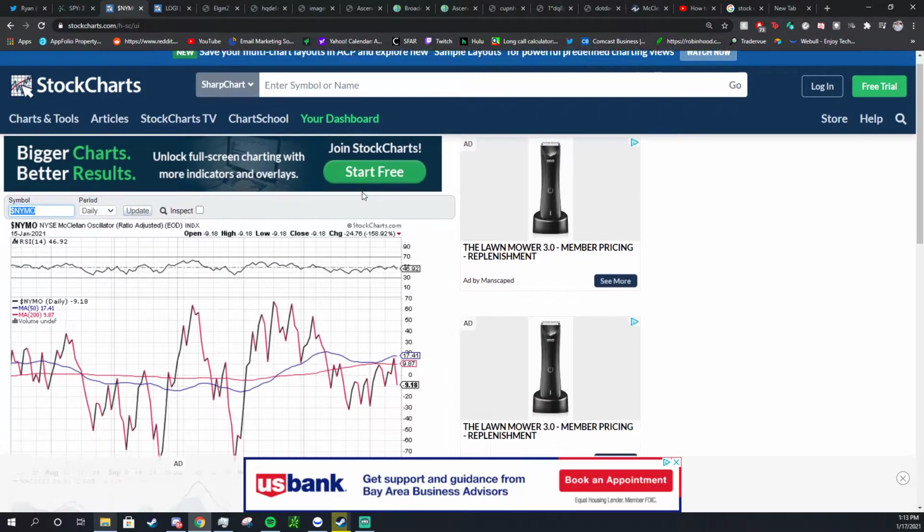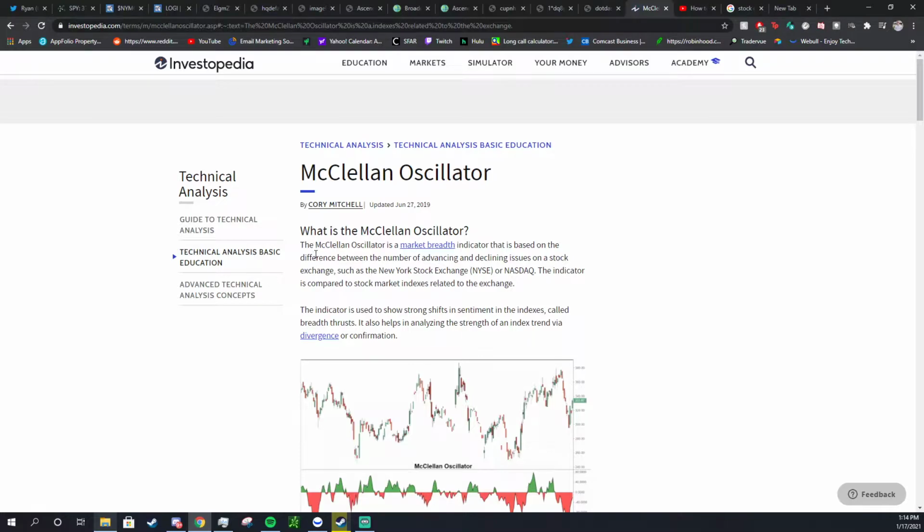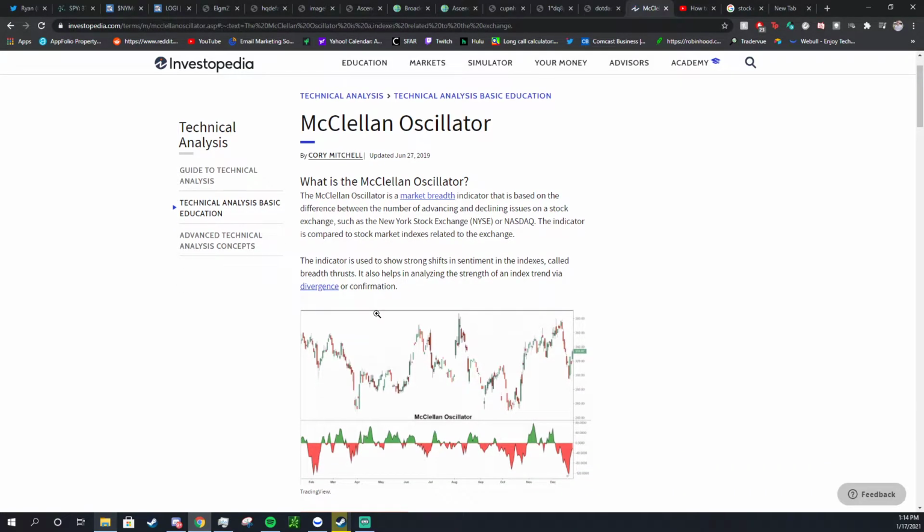And then I do want to show you the actual definition, because I'm giving you the smooth brain version of it. The McClellan oscillator is a market breadth indicator that is based on the difference between the number of advancing and declining issues on a stock exchange, such as the NYSE or NASDAQ. The indicator is compared to stock market indexes related to that exchange. The indicator is used to show strong shifts in sentiment, and the index is called breadth thrusts.